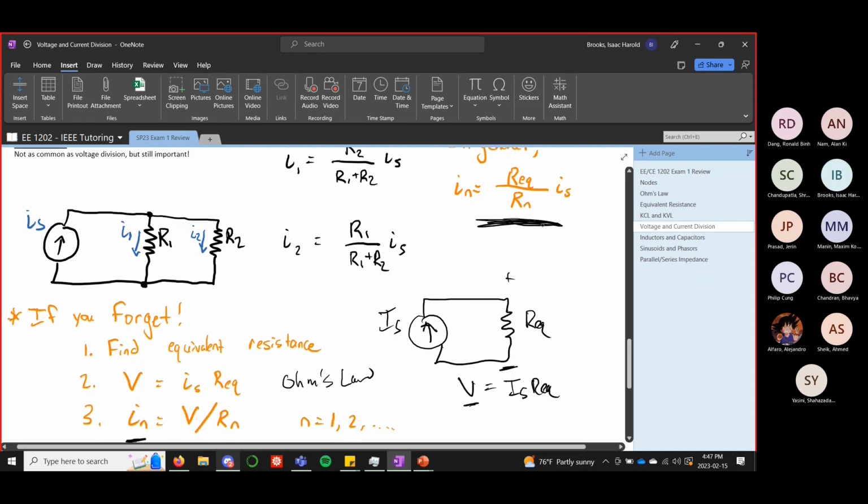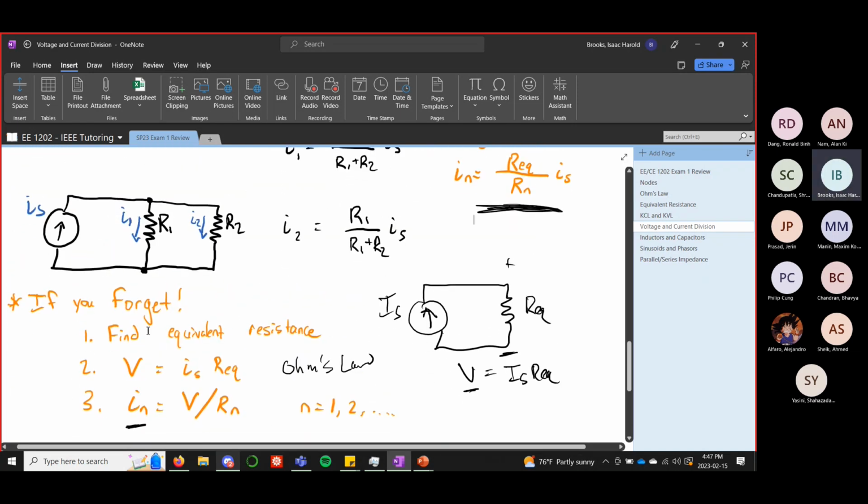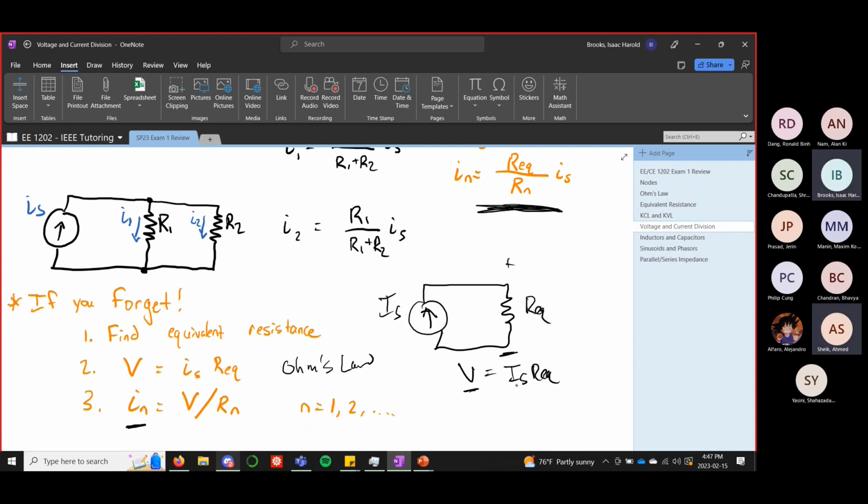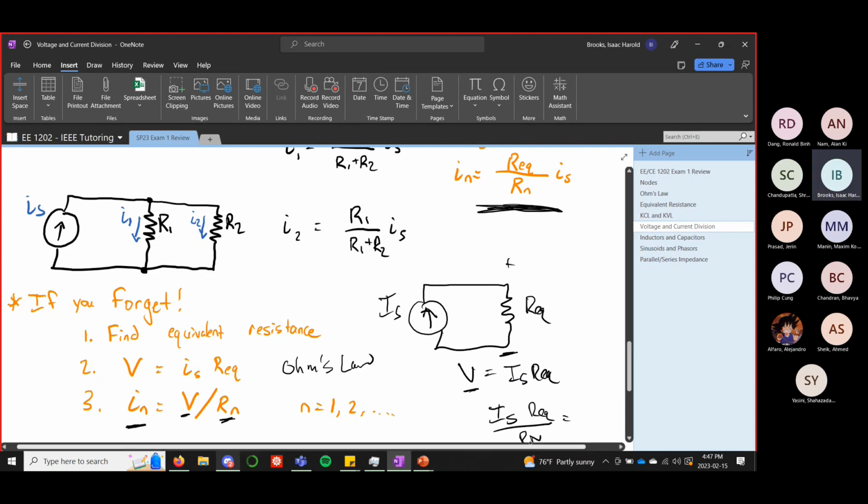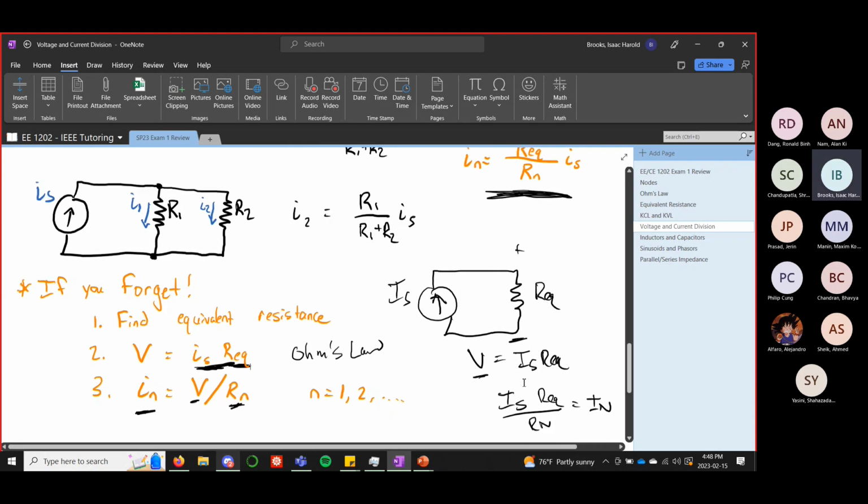So you find the equivalent resistance, and then you do V equals IS times the equivalent resistance. And then to find the nth current, you do V divided by RN. So essentially you're doing source current times REQ divided by RN equals IN. The total voltage across the entire network is your source current times the equivalent resistance, right? And once you have this voltage, you divide it by the nth resistor. So if we write it like this, IS times REQ over RN equals IN. That's this general equation up here.